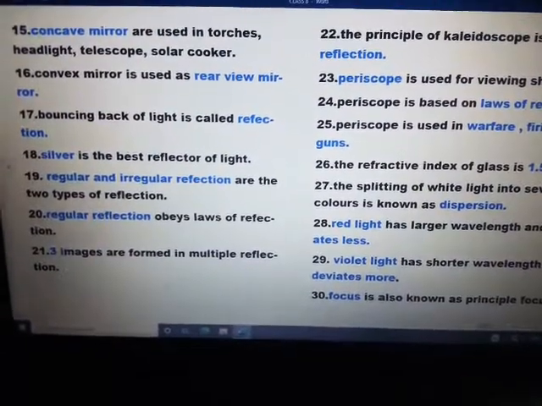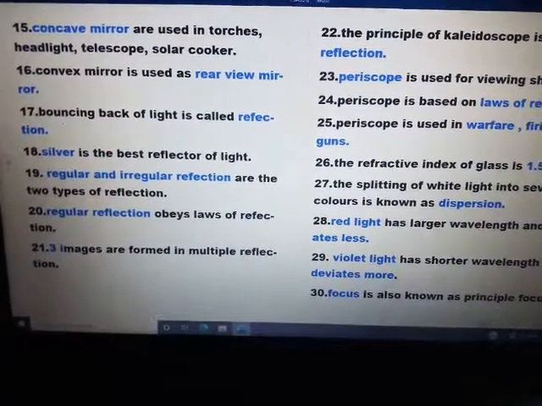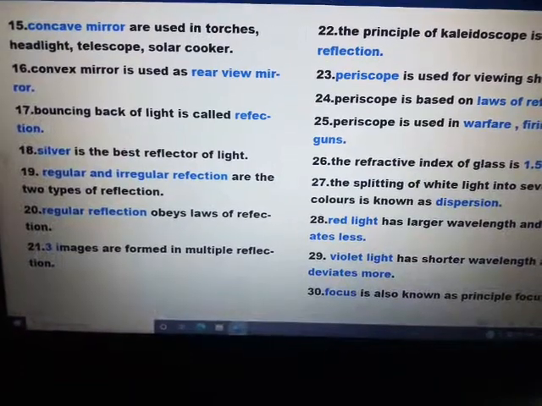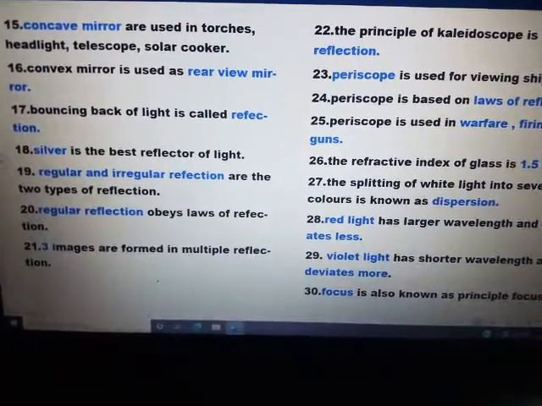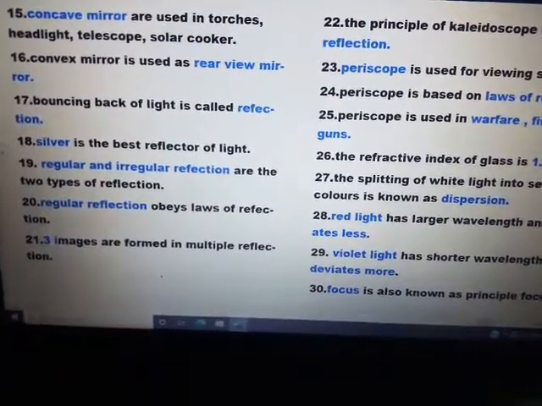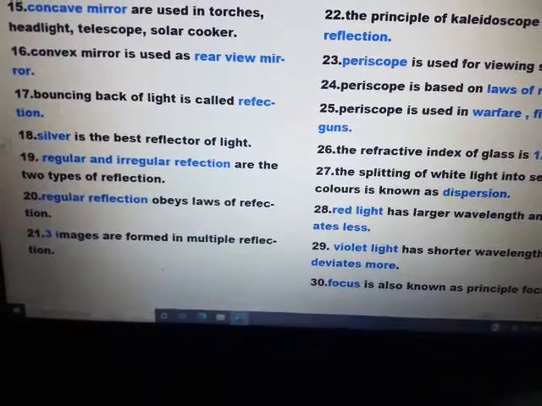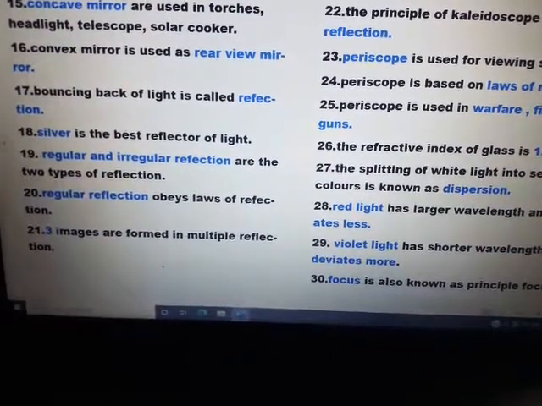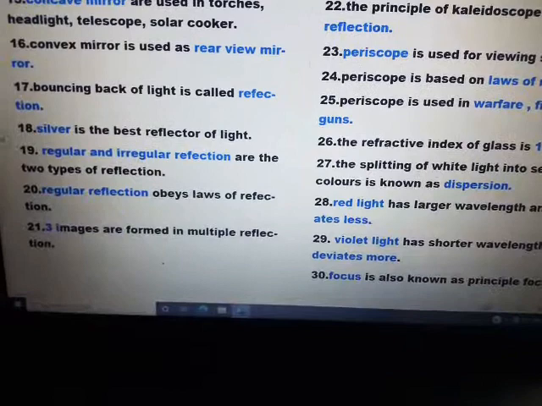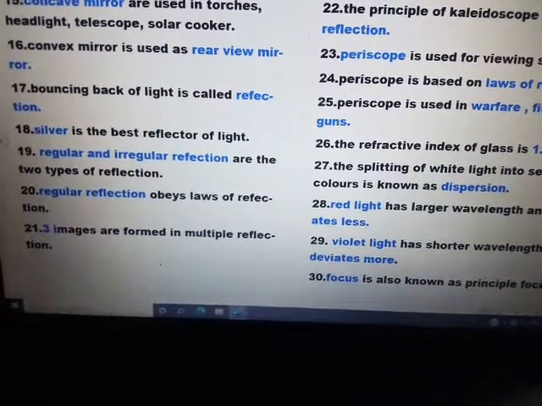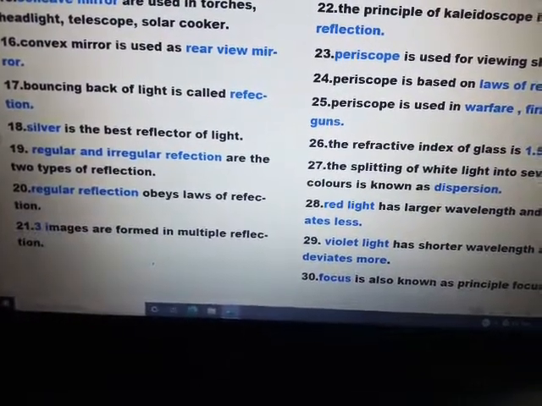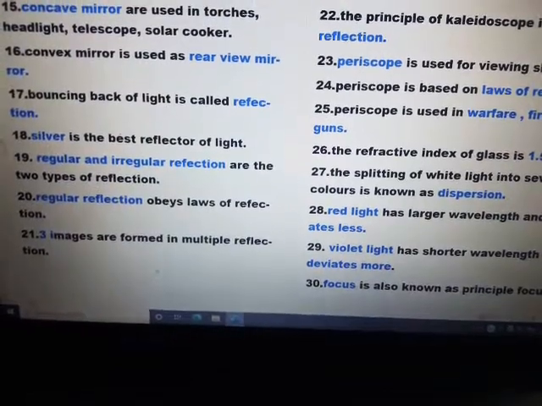Next question, 15th, dash are used in torches, headlight, telescope, solar cooker. So what mirrors used? Concave mirrors used in torchlights, headlight, telescope and solar cooker. 16th question, dash convex mirror is used as dash. It is used as rear view mirror. It's used for road purposes, etc.